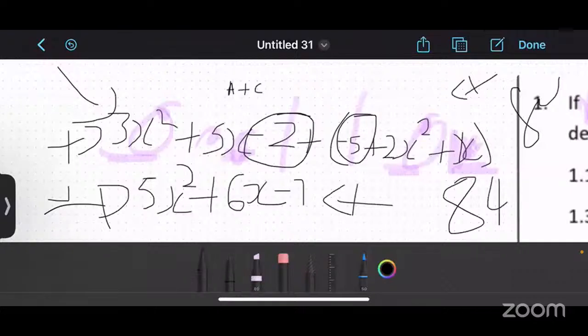Yes. Okay. And I asked you guys to replace x with a positive 5. Remember, when you're trying to check if your answer is correct and you're substituting, you have to make sure that your value is in brackets, okay?